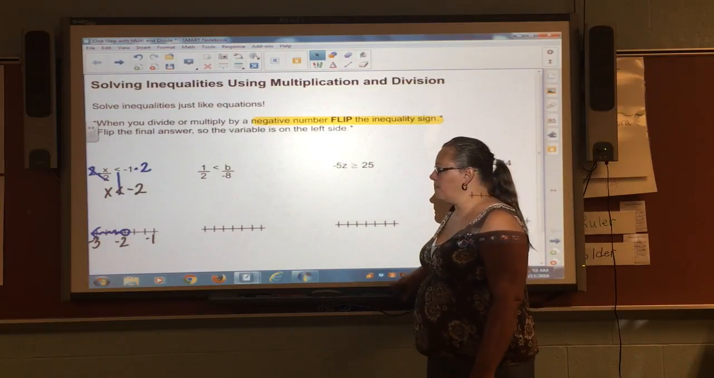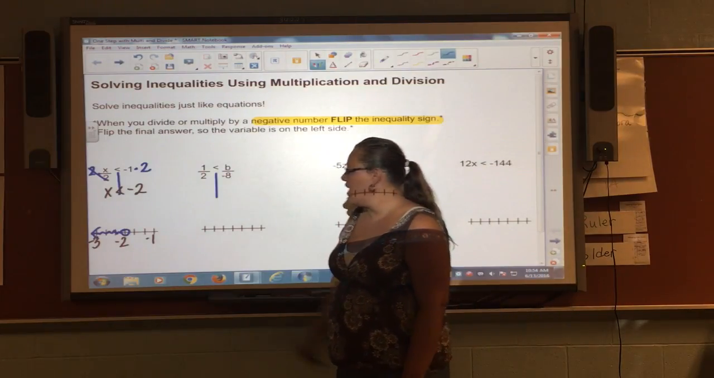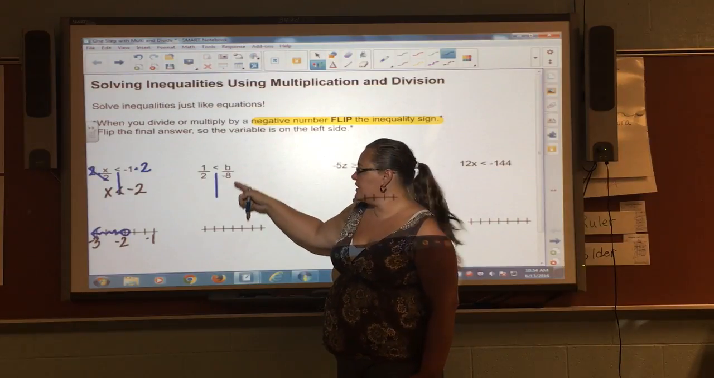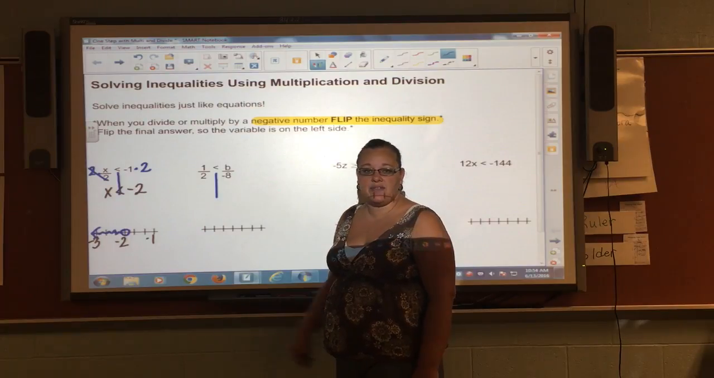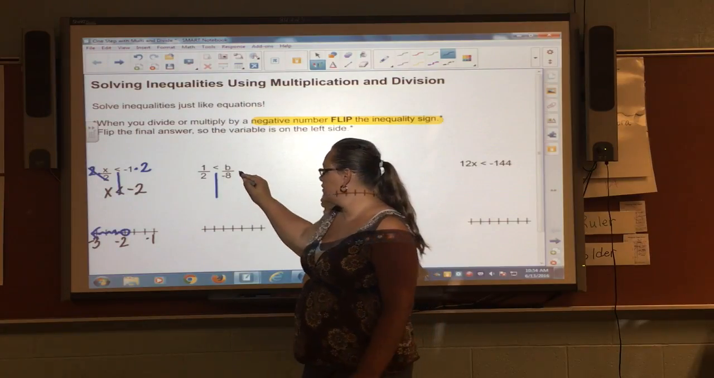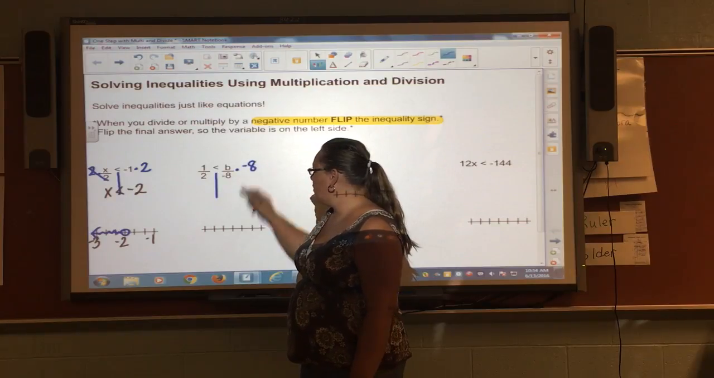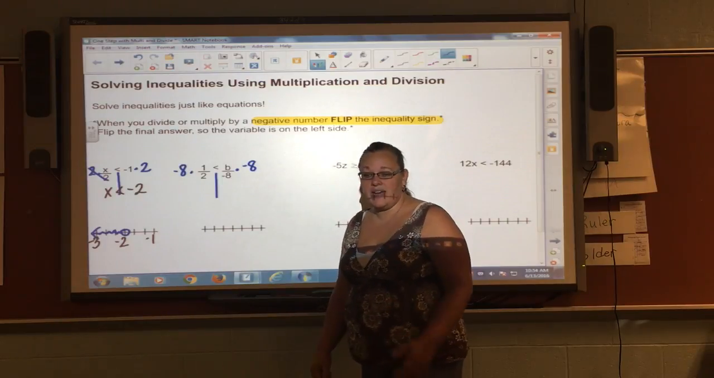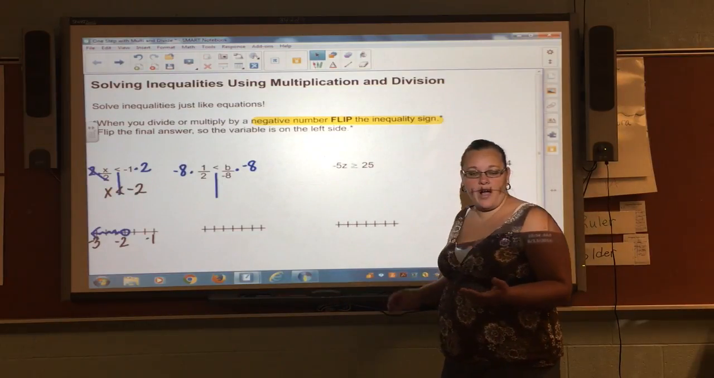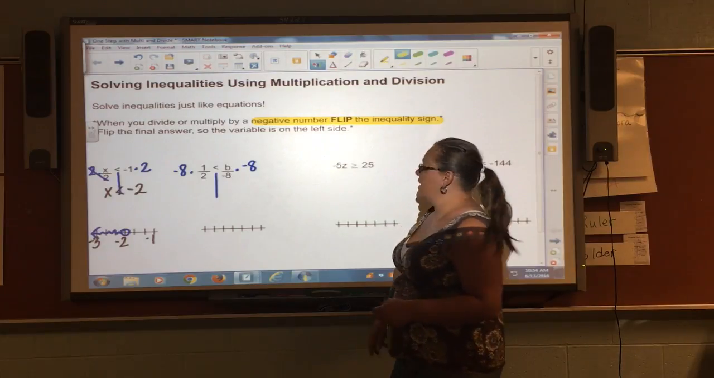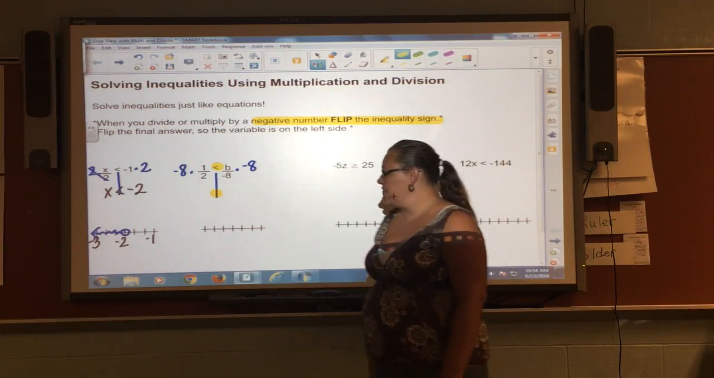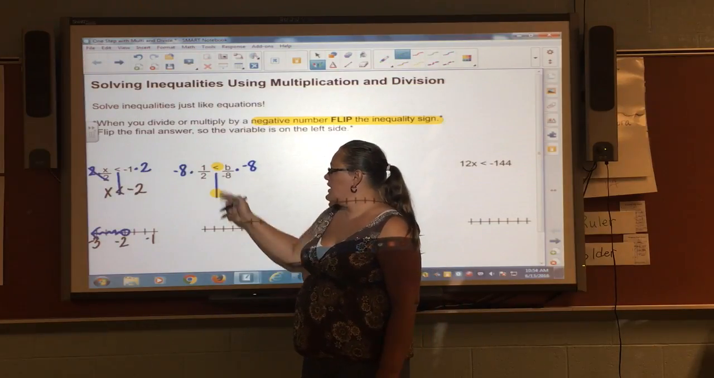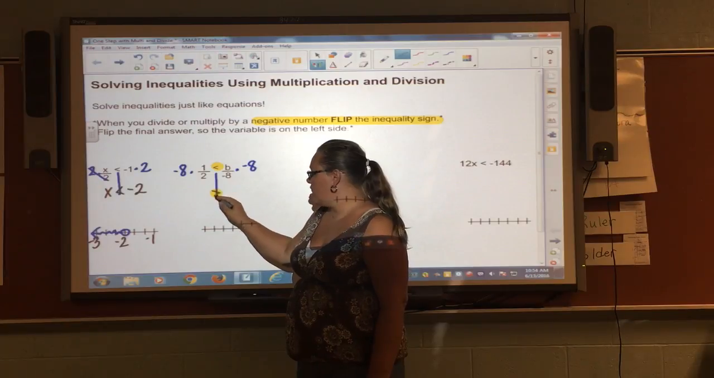How about the next one? Again, we identify our inequality sign and we look at our variable. This says b divided by negative 8. The opposite of dividing is to multiply by negative 8 on the right, which means we have to multiply by negative 8 on the right. Did I multiply or divide by a negative number? The answer is yes. So that means I have to flip this inequality sign from less than to greater than.